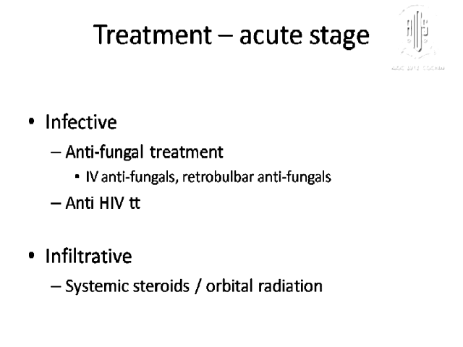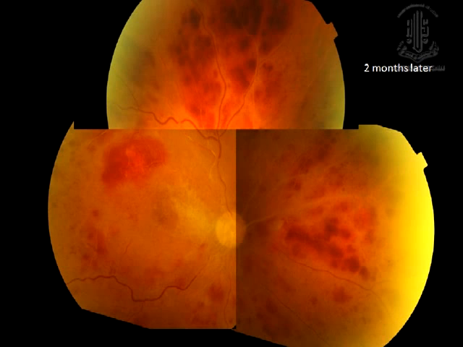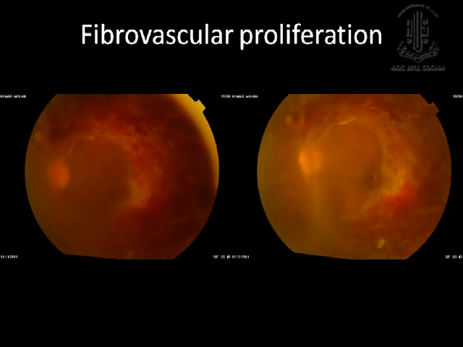Infiltrative, as in the case of a malignancy which is infiltrating the optic nerve, we can give systemic steroids to decrease the associated inflammation, but orbital radiation plays a big role because the tumor has to be treated with the radiation. So this is the patient whom we saw earlier. This is about 2 months later. We can see the sclerosis of the arterioles. And these patients can develop fibrovascular proliferation.